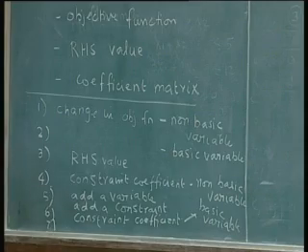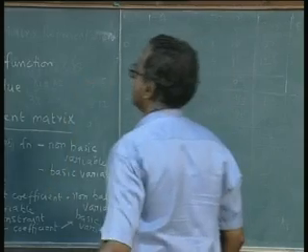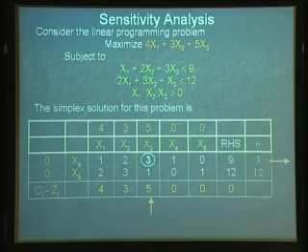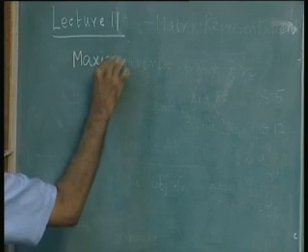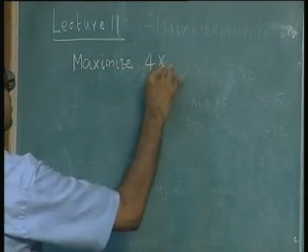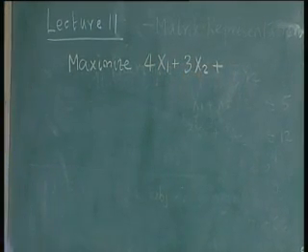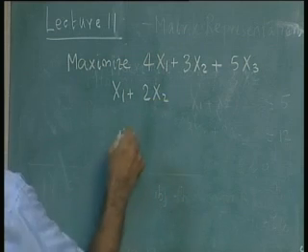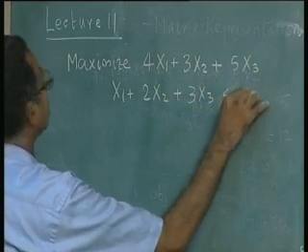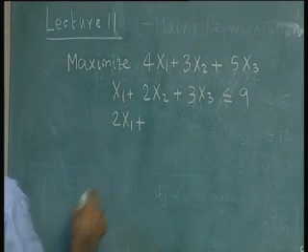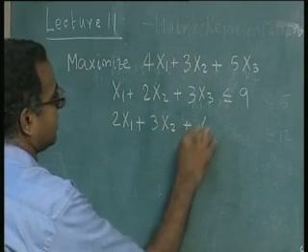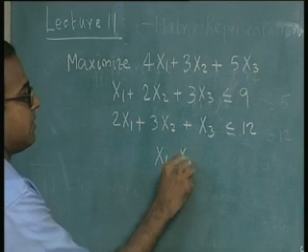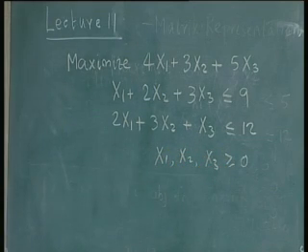Now we look at each one of these by considering an example. The example is to maximize 4x1 plus 3x2 plus 5x3, subject to the conditions x1 plus 2x2 plus 3x3 less than or equal to 9, 2x1 plus 3x2 plus x3 less than or equal to 12, and x1, x2, x3 greater than or equal to 0. We first assume that we have solved the problem.